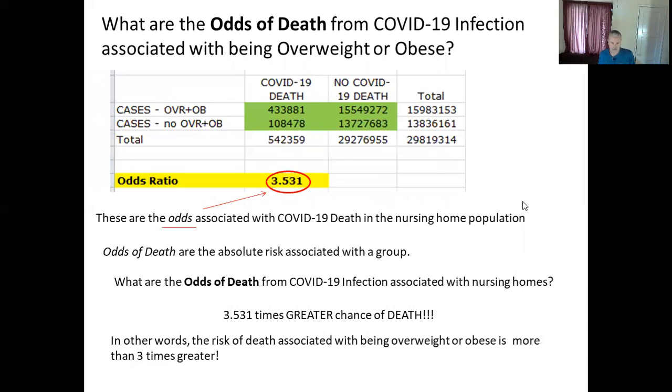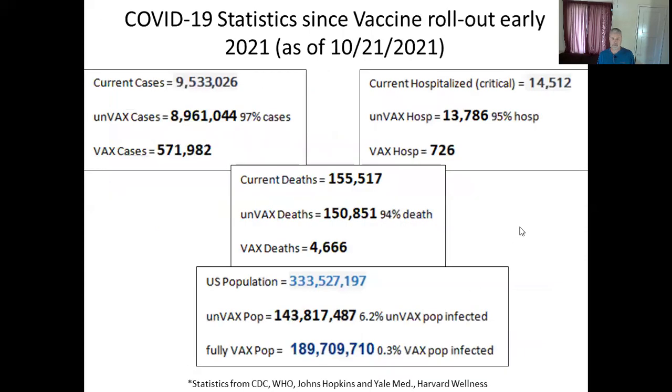And thirdly, with the chi-square statistic, we can get, again, those Las Vegas odds. The odds of death from COVID-19 if you are overweight and obese, and that comes out to 3.531. That's 3.531 times greater chance of death in the overweight and obese population. So again, we're looking at a significant effect here.